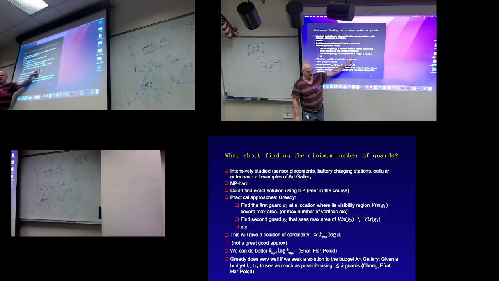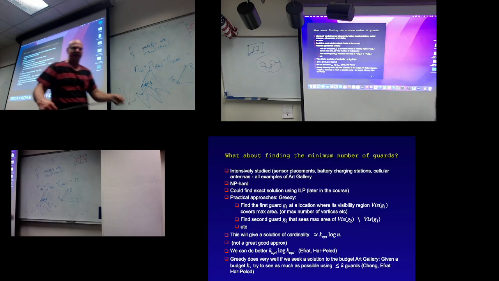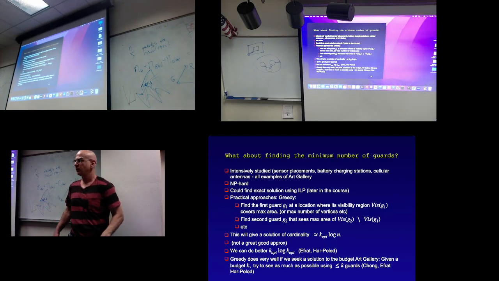If I run an ILP or whatever other algorithm that guarantees optimality, I'll end up with k-opt. Instead, I'm ending up with something that in practice works very well, but it could be as bad as k-opt times log n, where n is the number of vertices, and I don't even have a meaningful bound in the case of area that I'm trying to maximize.